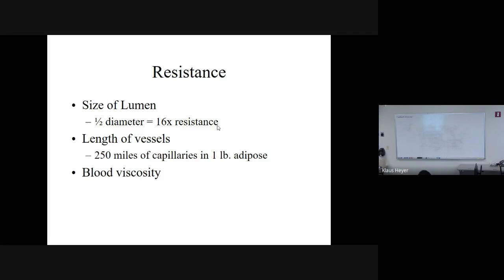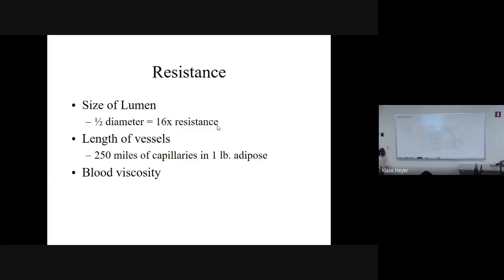The length of the blood vessels. I don't care about the 250 miles or whatever. It's not even exactly right. That's just me estimating. The more blood vessels, the more resistance. And then the thicker the blood, that's blood viscosity. The more viscous the blood is, the more resistance. Water flows faster than honey. That's all that's saying.